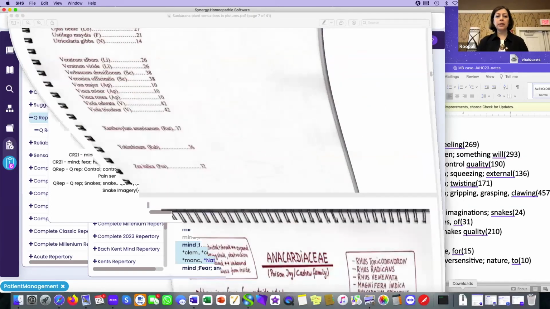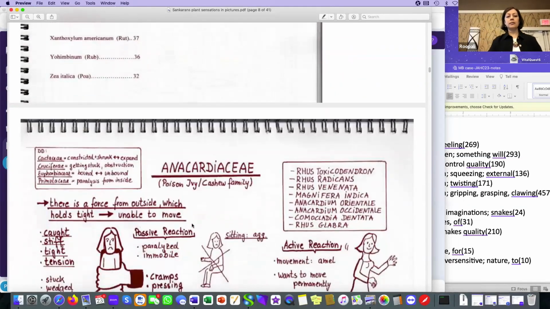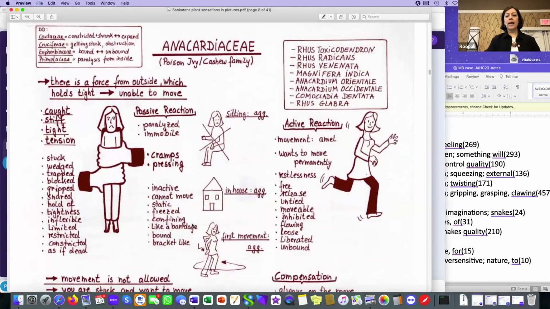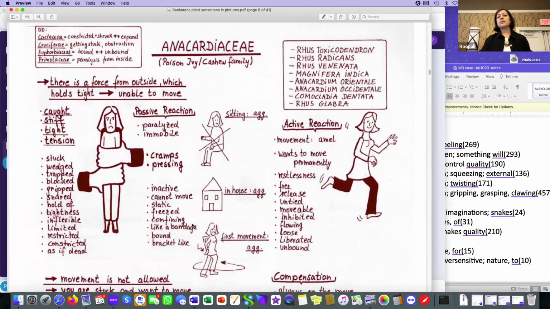What I want to put up here is the family Anacardiaceae. It is a plant family. It's the poison ivy cashew family. And you can see the sensation: there is a force from outside which holds tight and you're unable to move. You're caught, stiff, tight. There's tension. You're stuck, gripped.